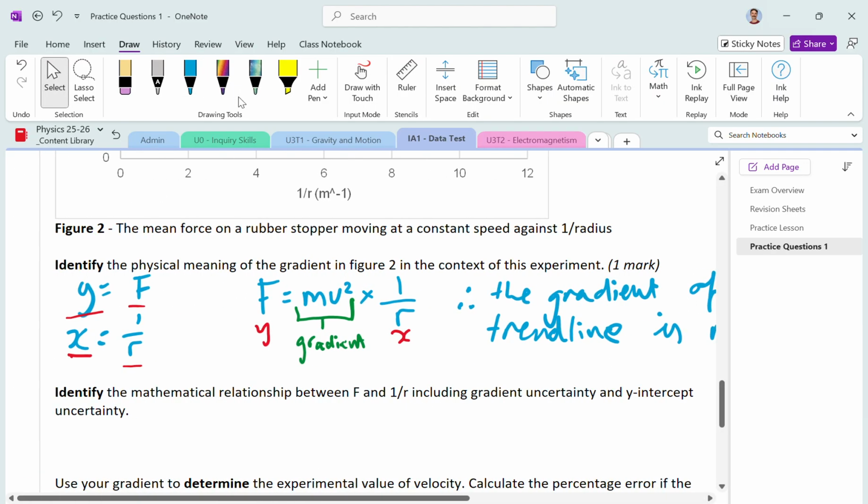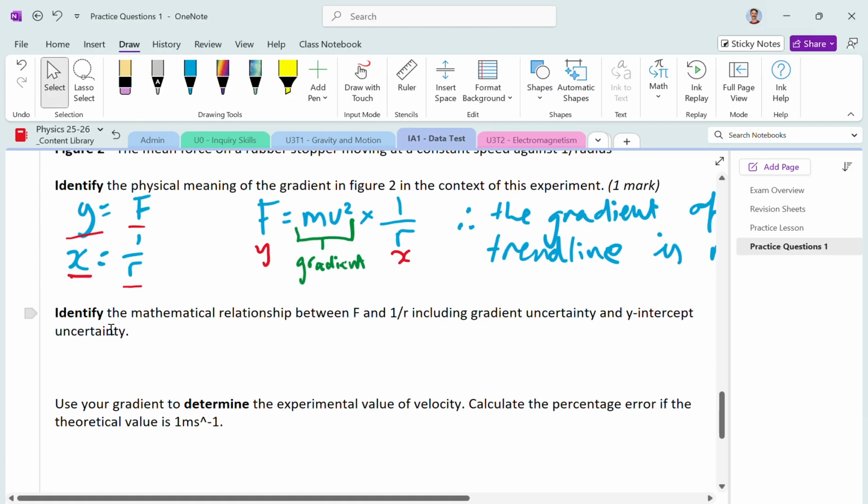Okay? So if you are asked to identify the physical meaning of a gradient, you are really just being asked to identify what does it stand for in a formula, or what is it represented by in the formula that's given. Okay, so in this case, mass times velocity squared.